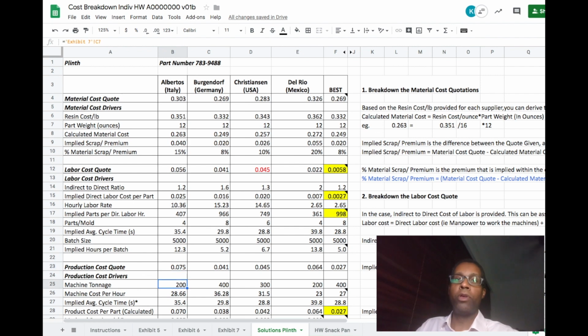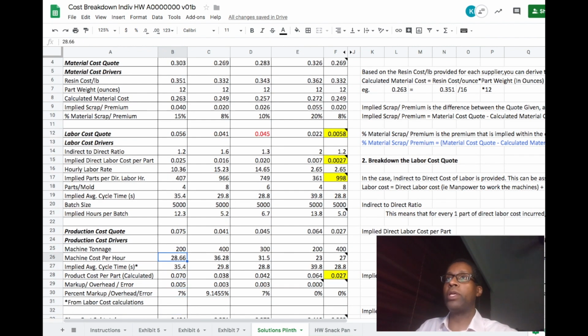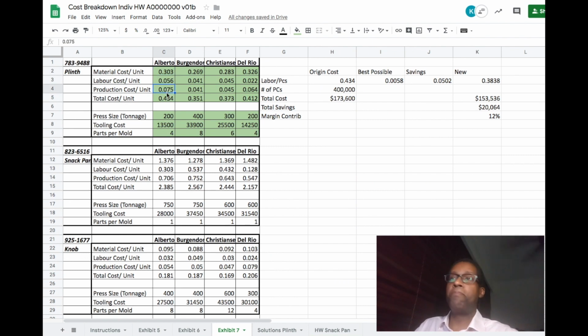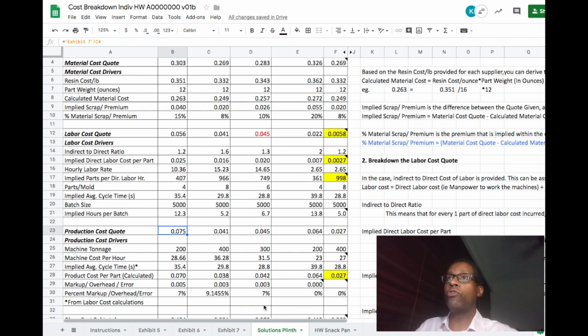The production quote shows us, and where did we get that from? This is in Exhibit 7. We see the production quote, 0.075. How does that get built up? Well, we had the machine tonnage, which was in Exhibit 7. We got the machine cost per hour, which was also given, or we can also calculate if the tonnage isn't exactly the right amount. Then here we had the implied average cycle time. So B19 was given to us before when we had calculated that from our other implied calculations.